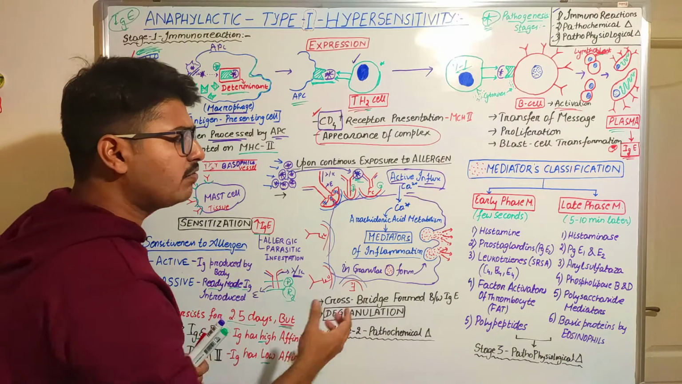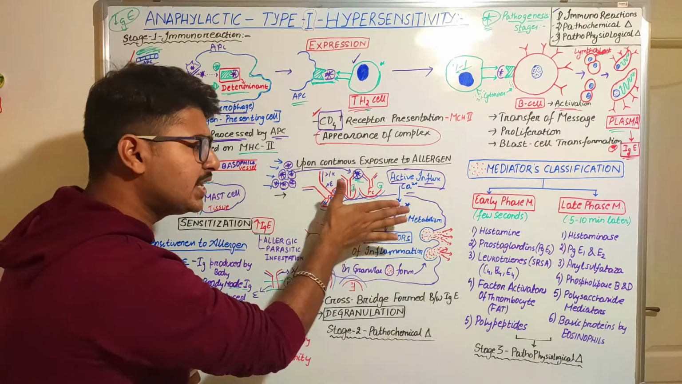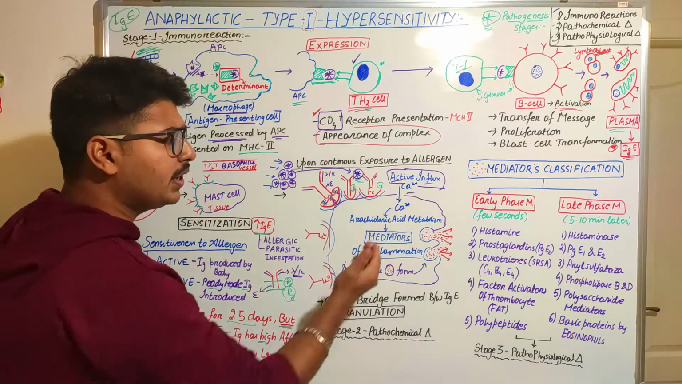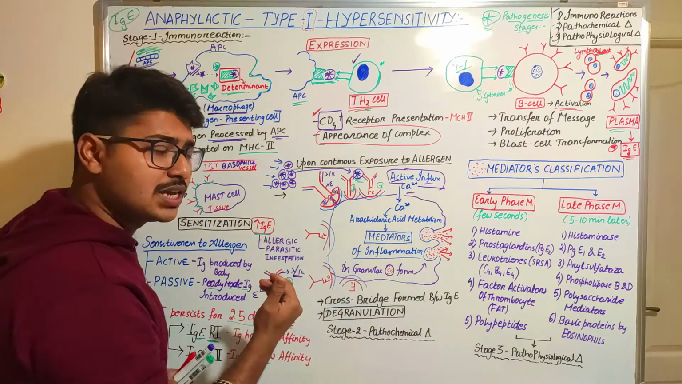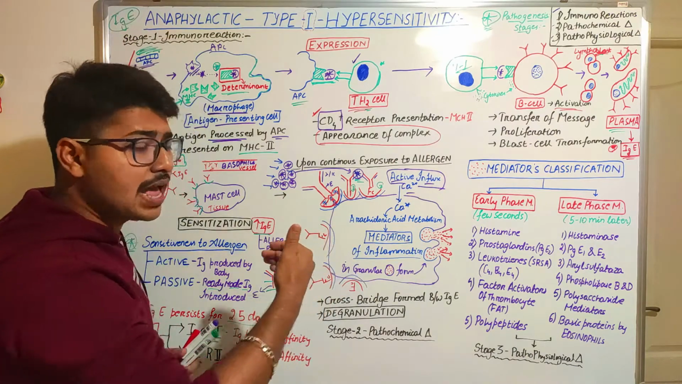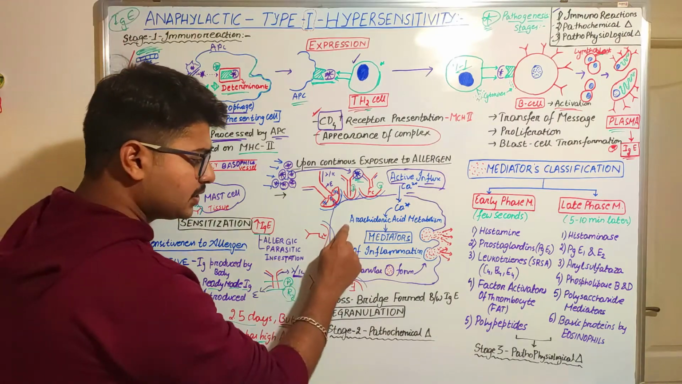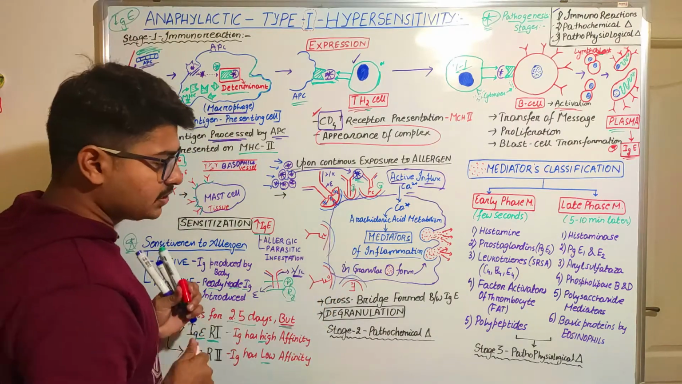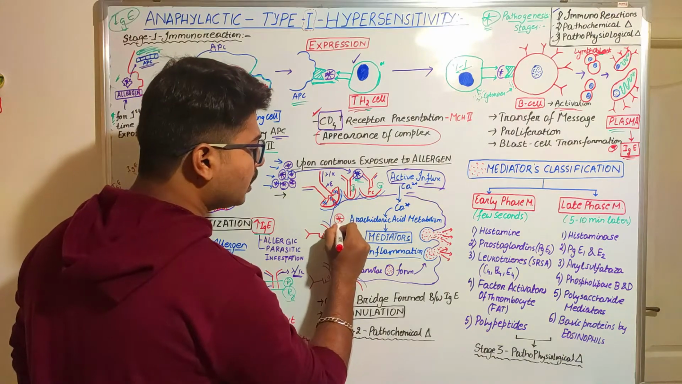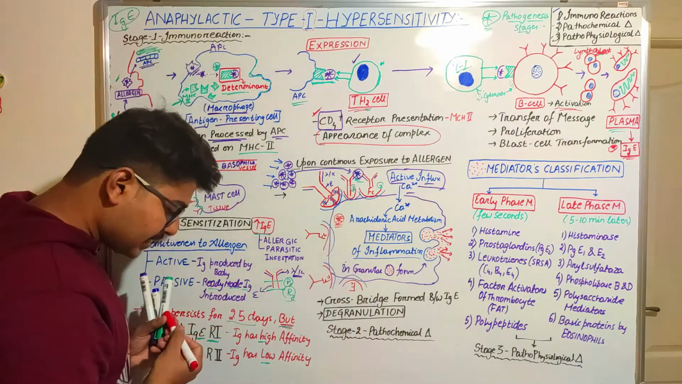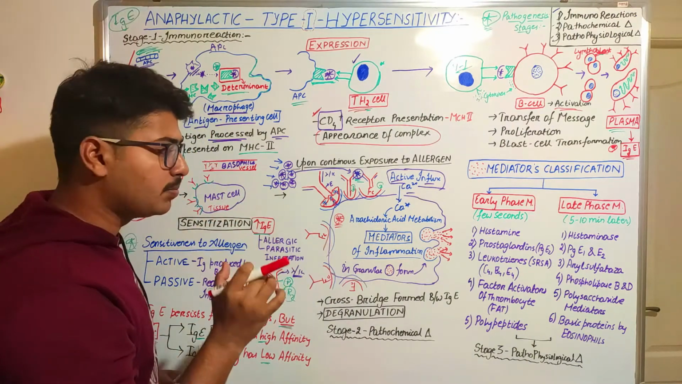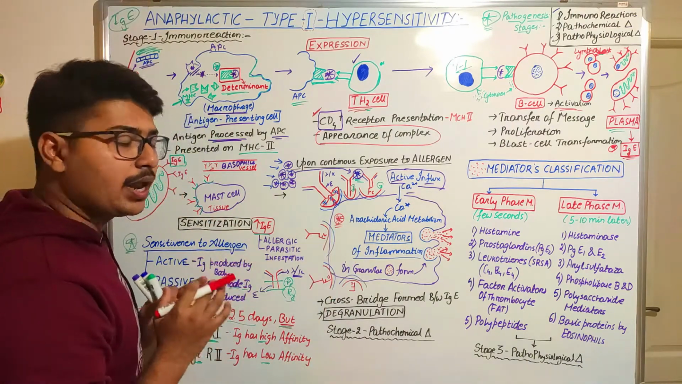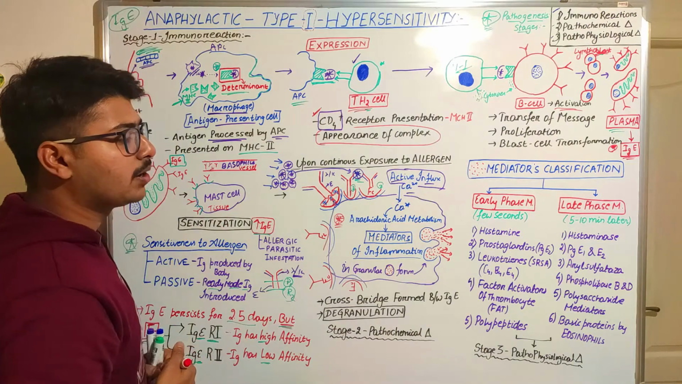There will be certain kinds of chemical reactions occurring inside the mast cells. What will happen? It will activate the phospholipase A2 enzyme, and then it will activate arachidonic acid metabolism. This is a special kind of cascade of reactions that occurs in most of the inflammatory reactions that we are going to read in the next chapter, that is inflammation. So I will just say a little bit about this arachidonic acid metabolism.